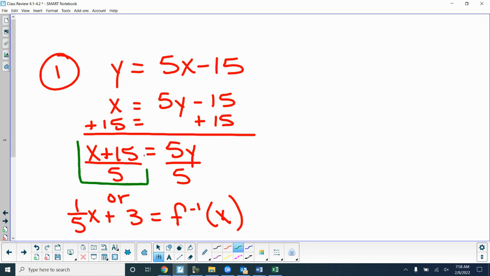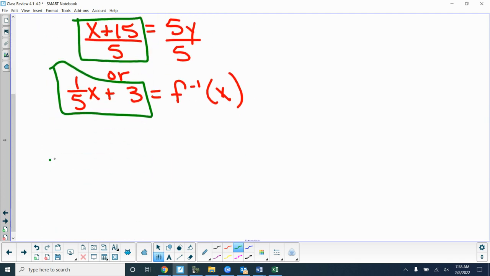This or this. Okay? The first way is probably the easier way. You don't make mistakes then trying to simplify. That's perfectly okay. Simple, right?